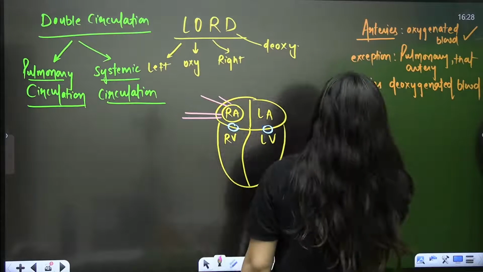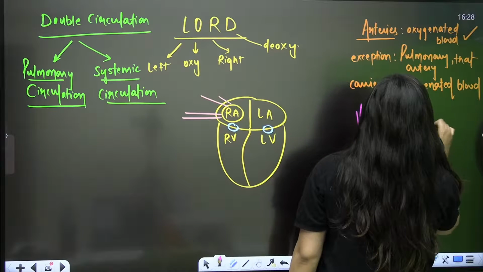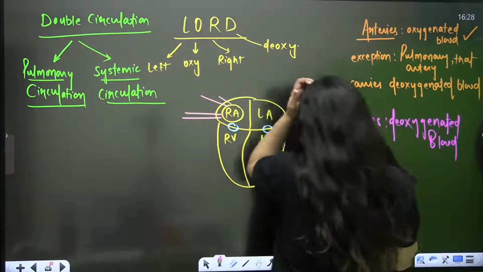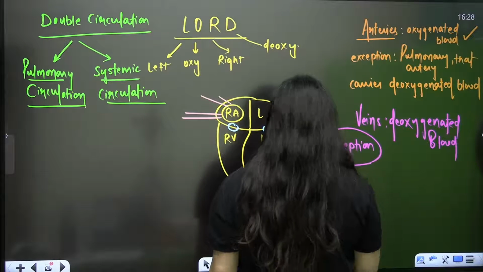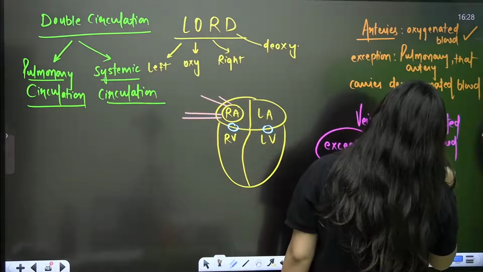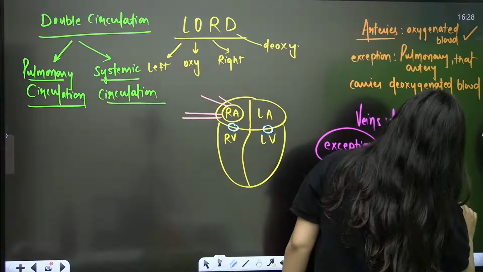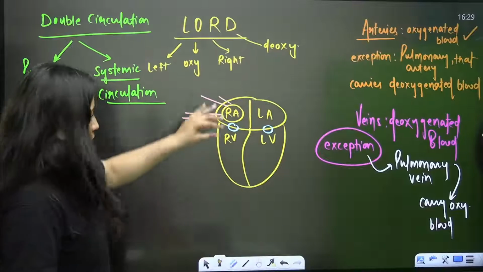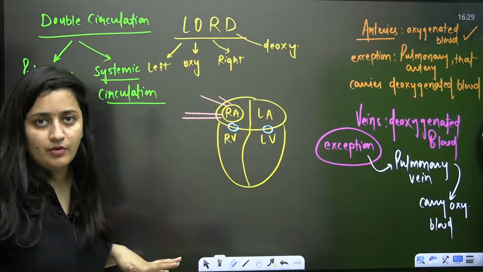Same is the case for the veins as well. So when you talk about the veins, veins carry deoxygenated blood, right? The only exception is the pulmonary vein. Fine, the pulmonary vein carries oxygenated blood. Done? Understood? Now, the right auricle is receiving deoxygenated blood from the body, right?